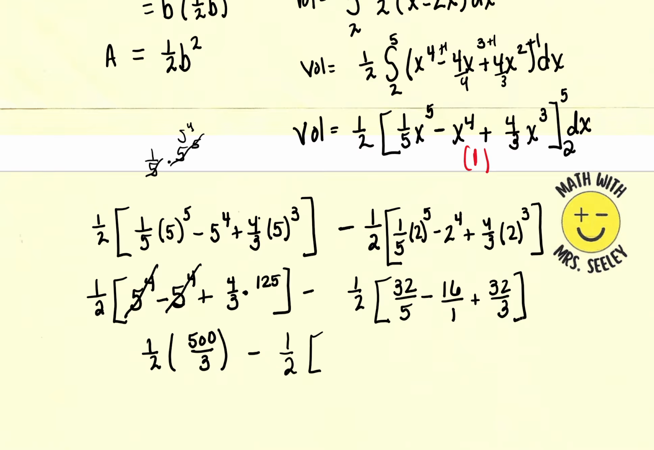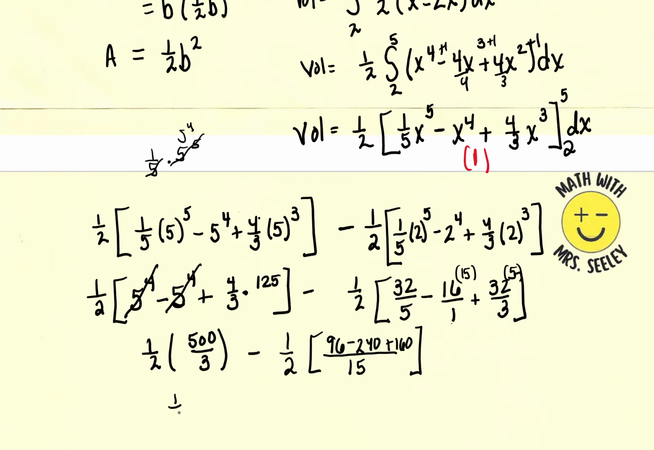Now we need to get a common denominator right here, which would be 15. That goes in there 3 times. 3 times 32 is going to be 96. That goes in there 15. 15 times 16, go over there and do some chicken scratch, and you get 240. 3 goes in there 5 times. 5 times 32 is 160.